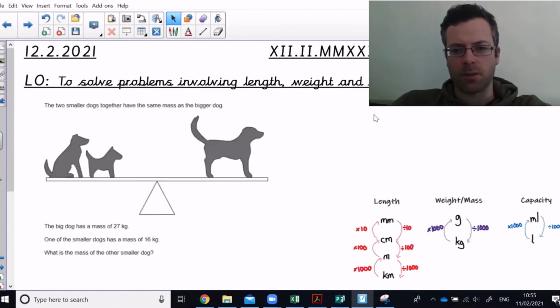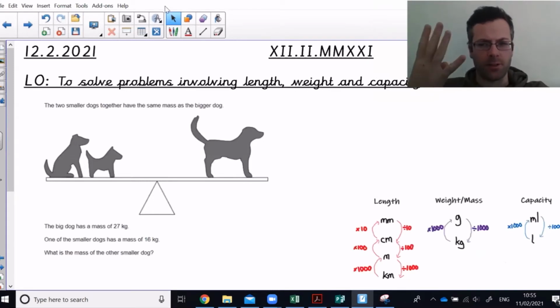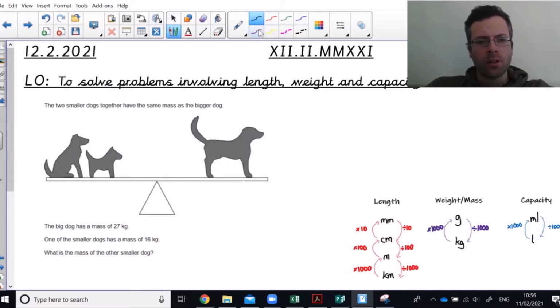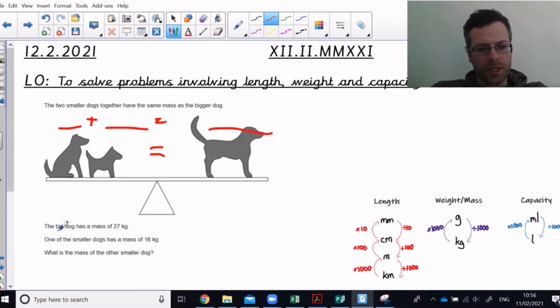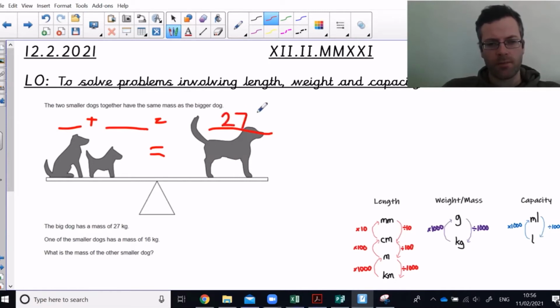Just going to make my face a bit smaller. I think I'm going to do 4 with you, and these are the kind of things you'll get today. So 2 smaller dogs have the same mass as the bigger dog. So those 2 equal those 2. So something add something equals this dog. The big dog has a mass of 27 kilograms, so I can put that in here straight away. One of the smaller dogs has a mass of 16 kilograms. What is the mass of the other dog? So I'm going to put this one being 16 kilograms.